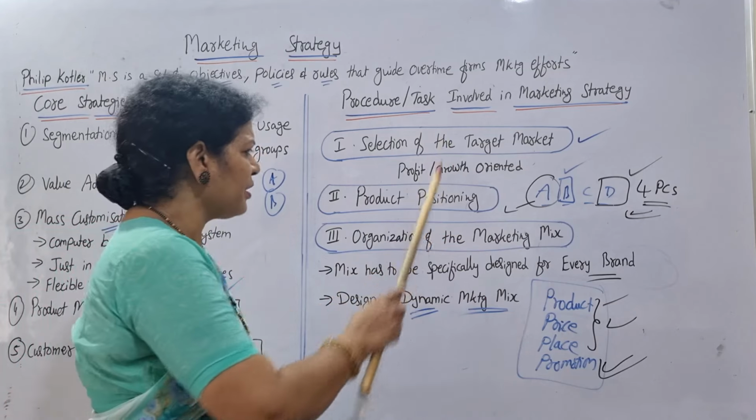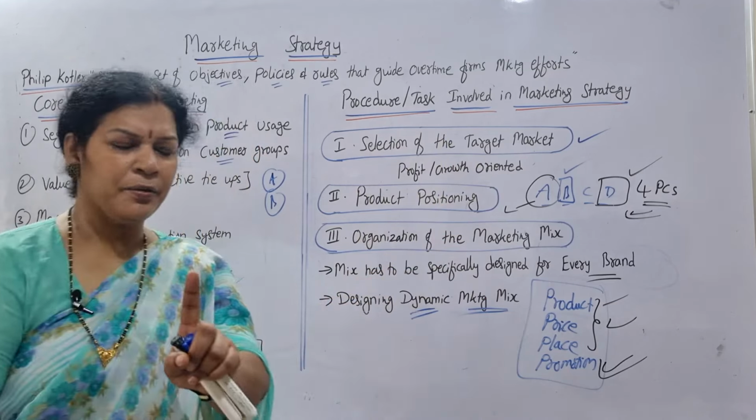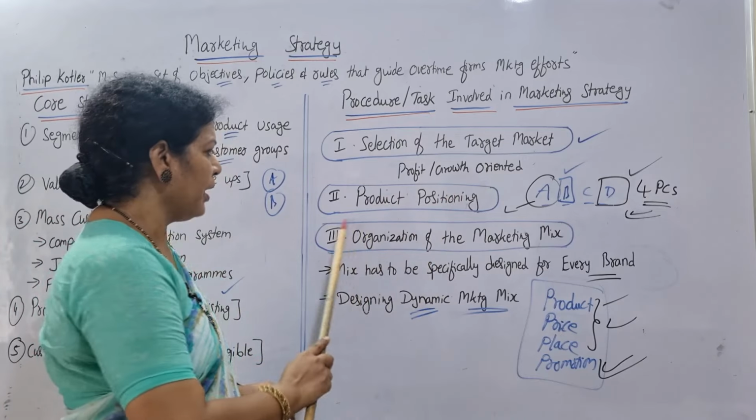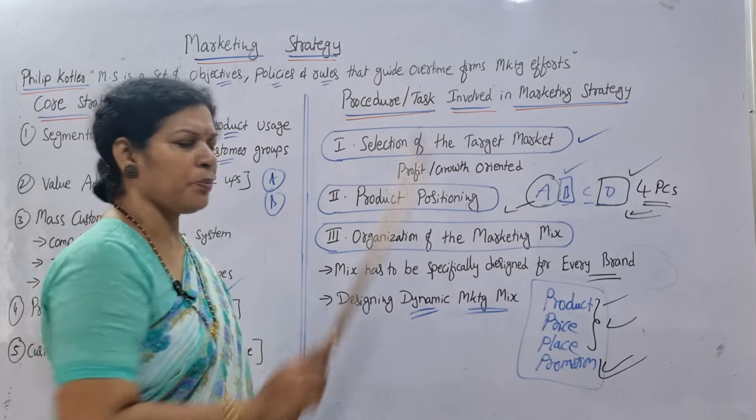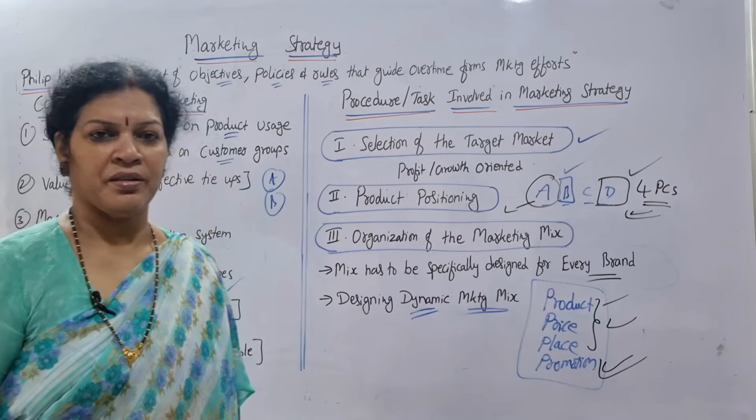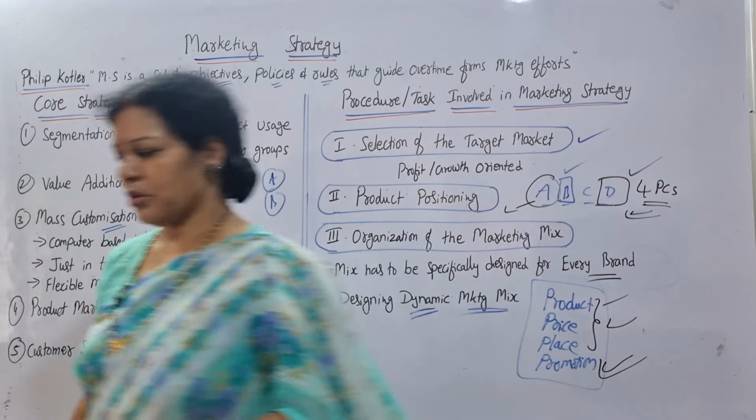Am I clear? Simple three steps. One is selection of the target market. Second, product positioning, and third, organizing the marketing mix. Marketing mix we already discussed. Target market, product positioning. Just simply remember. Am I clear? Take the screenshot first.